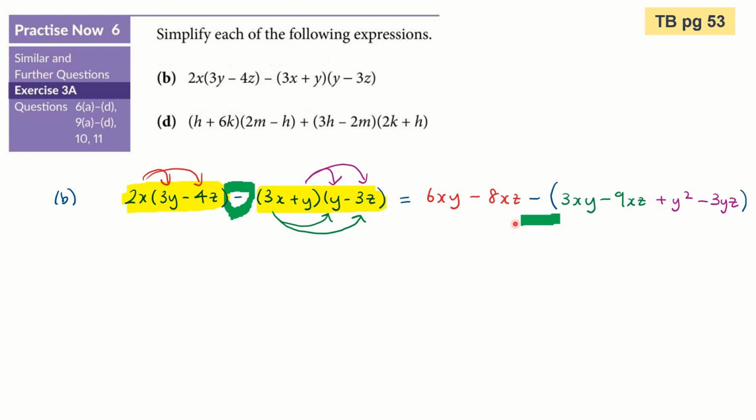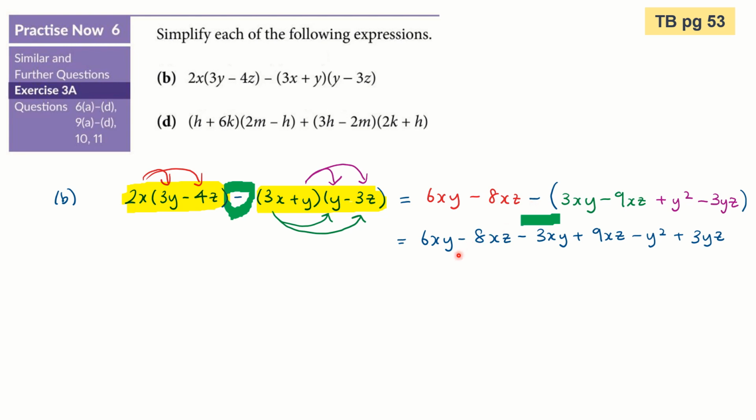Then we need to simplify our answer by making sure that we open up these brackets, and because there is a minus sign on the outside, it will affect the operation of all the operations found inside the brackets. Hence, in our next step, we will write our 6xy minus 8xz, because that has no change, there is no impact at the front. Followed by minus, and then 3xy plus 9xz minus y squared plus 3yz. So the operations actually change due to the minus sign that we have over here outside the brackets.